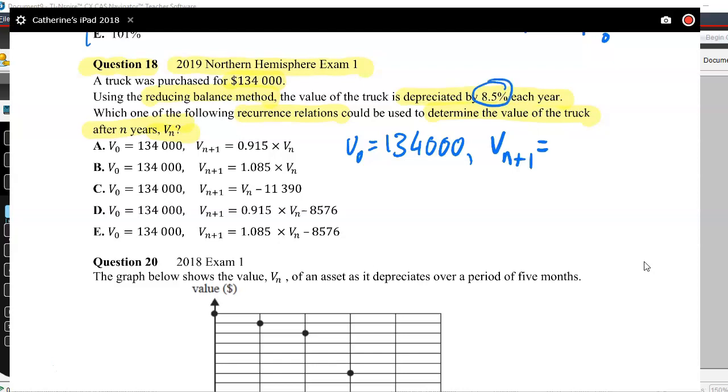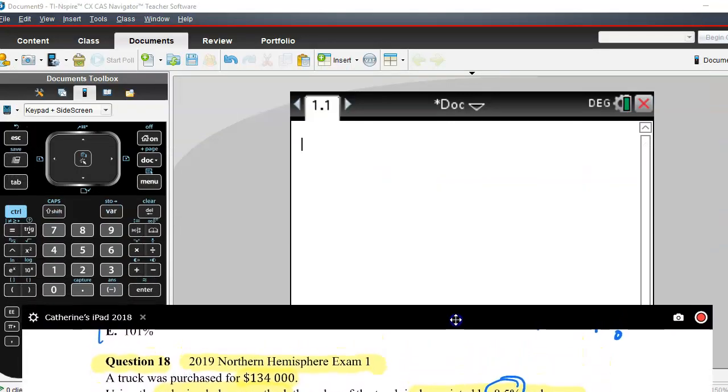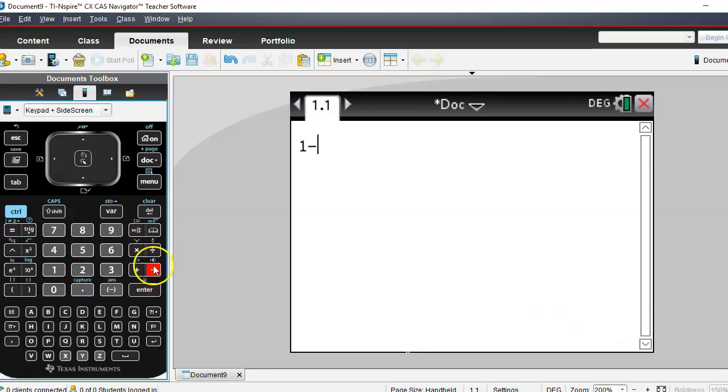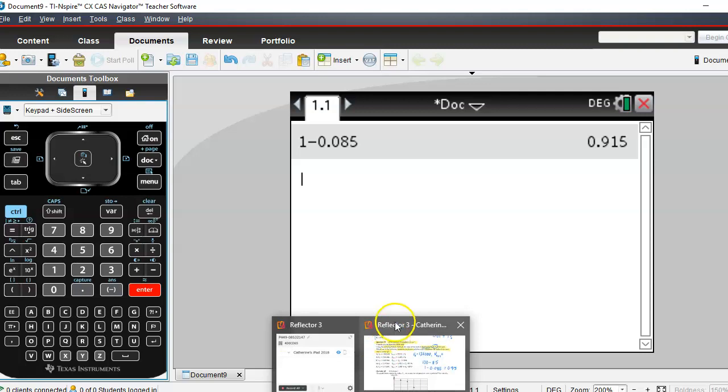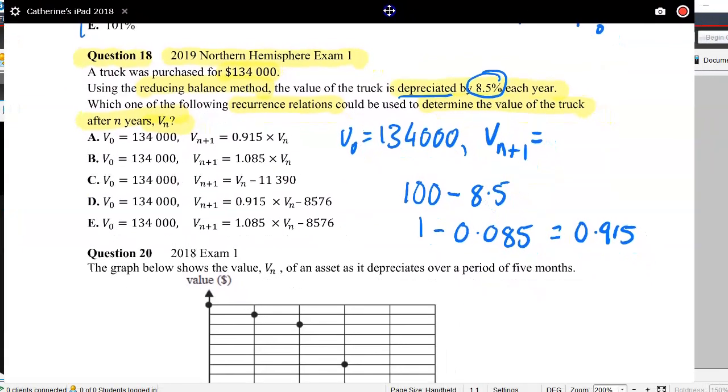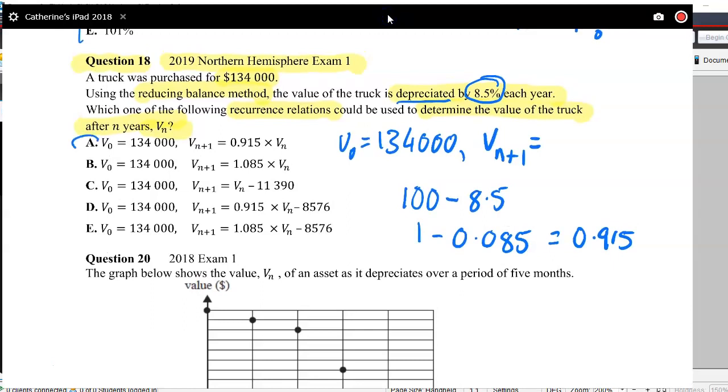Now, depreciated by 8.5%, so it's reduced by that amount. So I've got to go, well, 100% take away 8.5%, or 1 take away 0.085. I'll bring up the calculator so you can see it. 1 take away 0.085 gives you 0.915. So you can see there that my answer must be A.